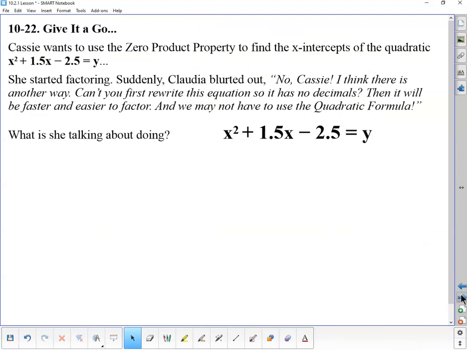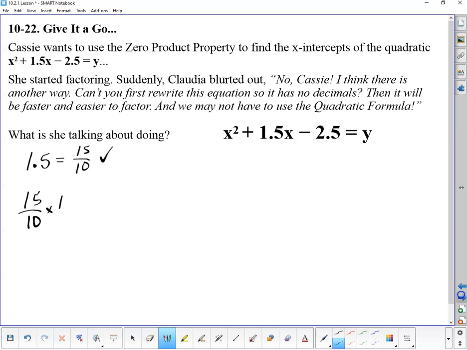So here's the first problem. She wants to factor this, find the zeros and x-intercepts, and you could use the quadratic formula. This kid wants to use the zero product property, but you got a bunch of decimals. Now, if you look at the idea that 1.5 is the same thing as 15 divided by 10, and we all know that. That's how you get it. If you didn't, now you do. And if you take 15 divided by 10 and multiply it by the denominator of 10, you're going to end up with 15 because these 10s will divide out.